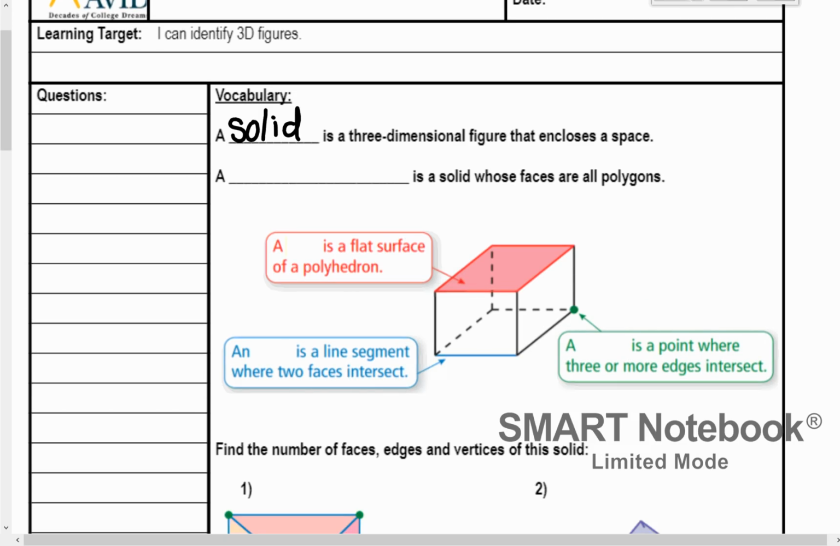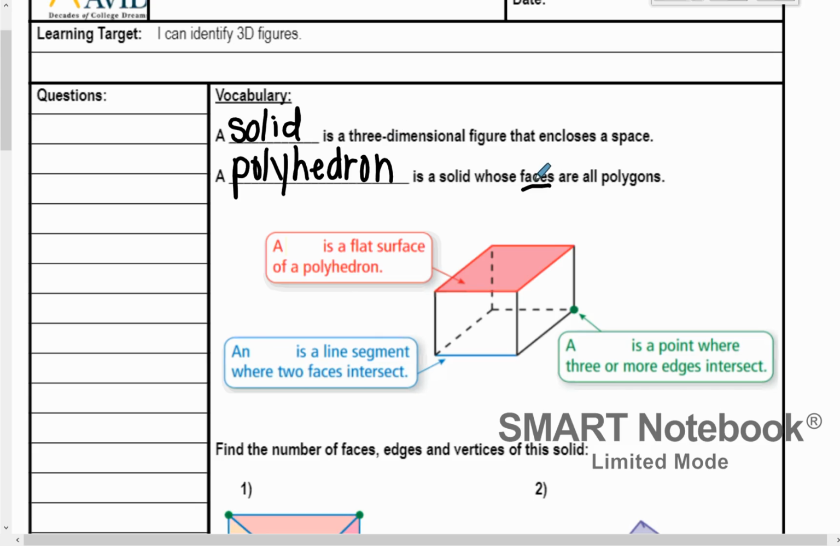Next we're going to learn a very fancy word that you're not going to hear very often, but since it's in these definitions, I want to make sure that we understand what it is. A polyhedron is a solid whose faces are all polygons. So this would be a polyhedron because all of its faces are rectangles, which are considered polygons. We're only going to be dealing with solids that are polyhedrons, so all the faces are going to be polygons.